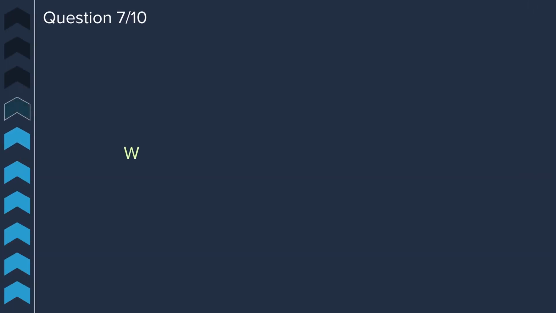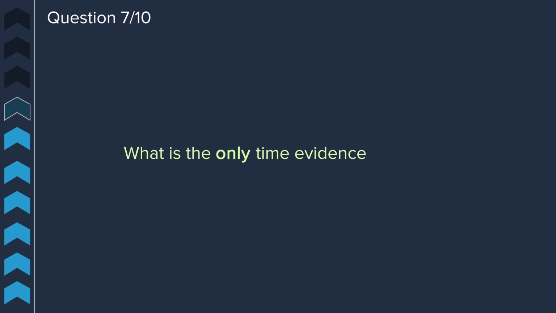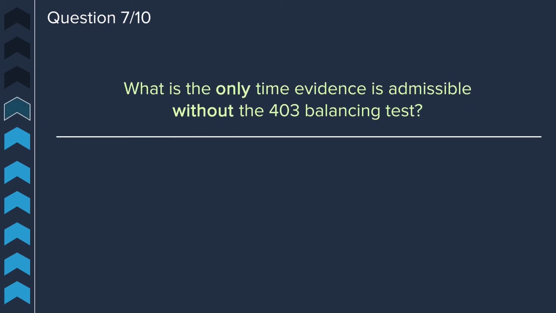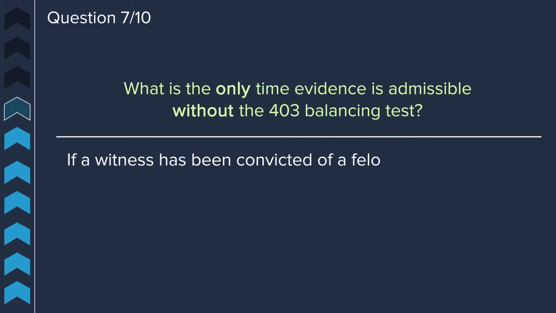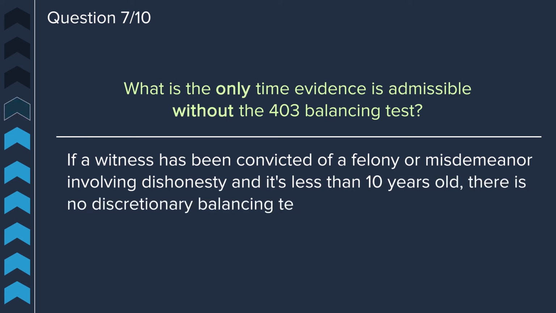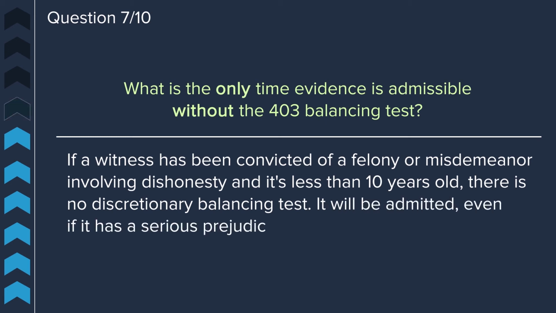Question 7. What is the only time that evidence is admissible without using the 403 balancing test? The only time is when a witness has been convicted of a felony or misdemeanor involving dishonesty, and it's less than 10 years old. In this case, there's no discretionary balancing test, and it will be admitted even if it has a serious prejudicial effect.